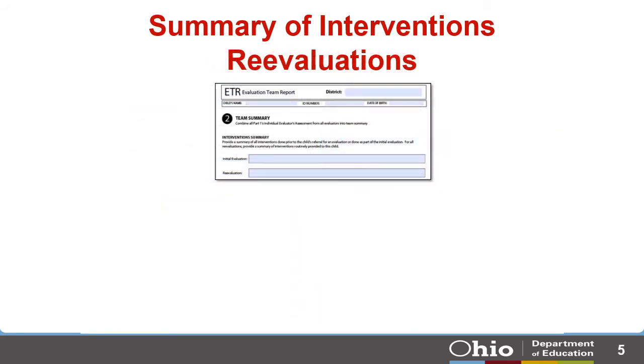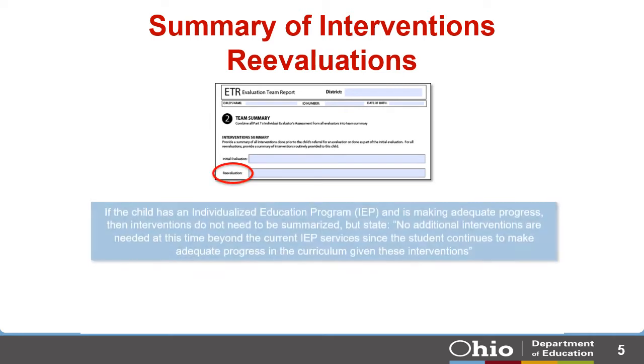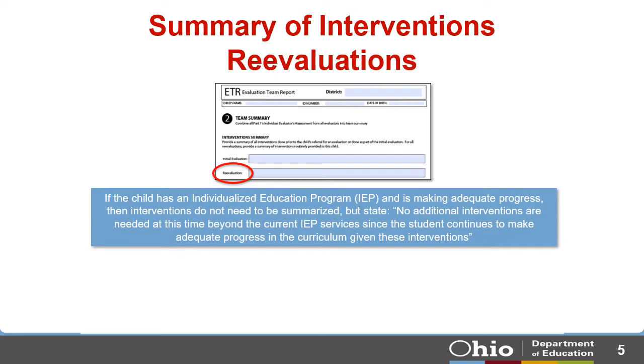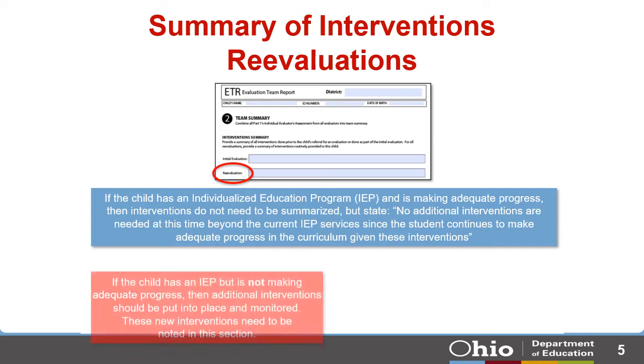If a child already has an IEP and is making adequate progress with the interventions documented in the IEP, then the interventions do not need to be summarized in this part. You can state, no additional interventions are needed at this time beyond the current IEP services since the student continues to make adequate progress in the curriculum given these interventions.